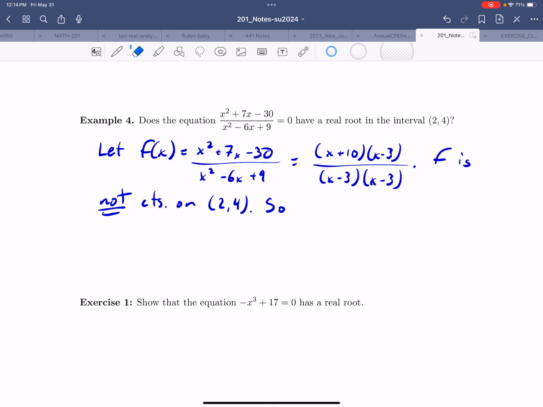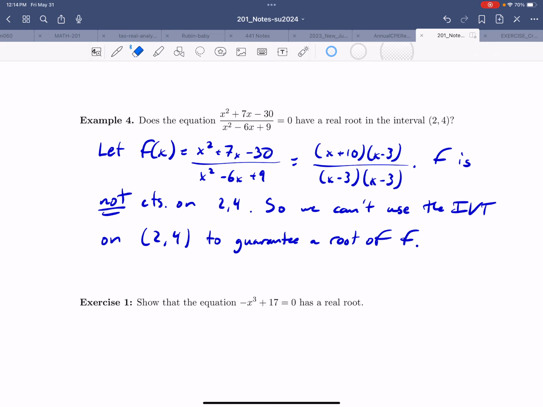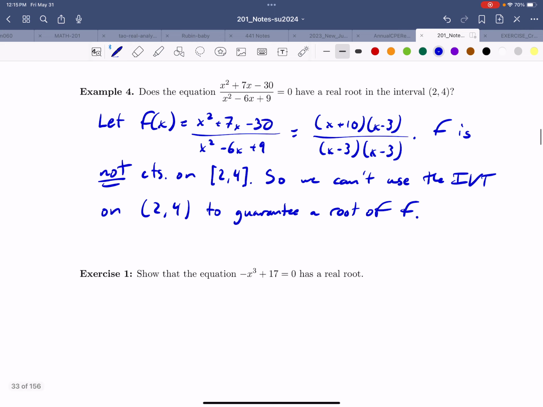So we can't use the IVT on the interval 2 to 4 to guarantee a root of f in that interval, right? Because f does not satisfy the condition of being continuous on our interval. Maybe I should say it's not continuous on the closed interval. I guess we do need the closed interval from 2 to 4. But so be a little careful, right?